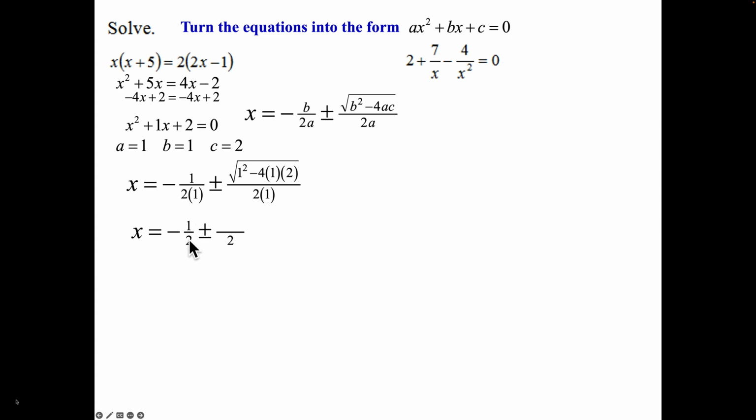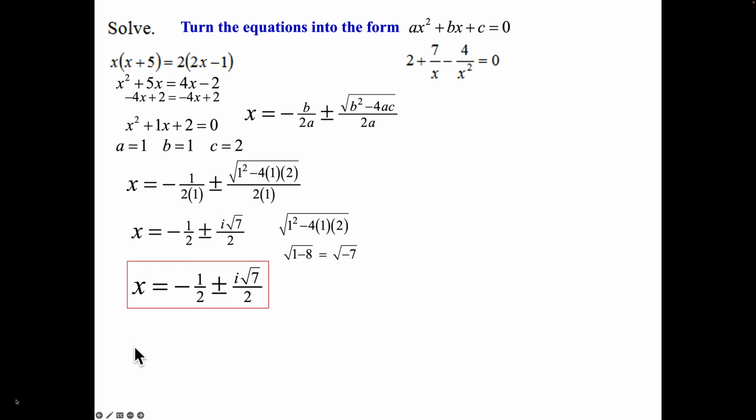So again, first fraction didn't reduce. Second one will not reduce. So we're just going to go to the calculator, crunch the numbers here. 1 squared, well, wait a minute, these are small numbers. We can do this. 1, 4 times 2 is 8. 1 minus 8 is negative 7. The negative comes out as an I. So there is my final answer.